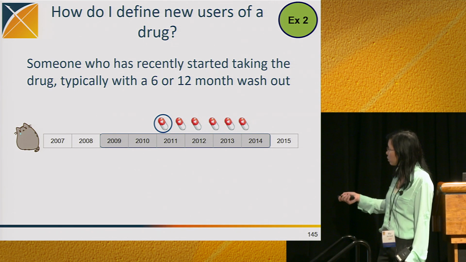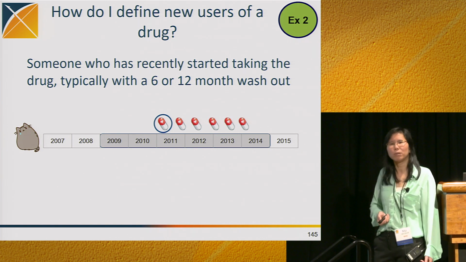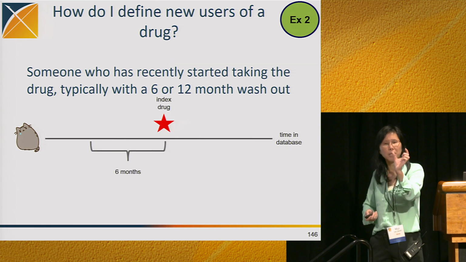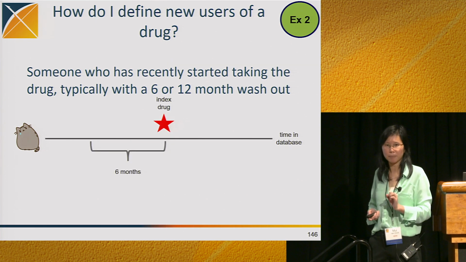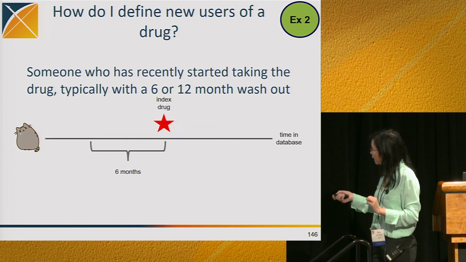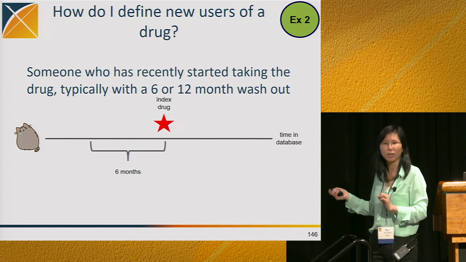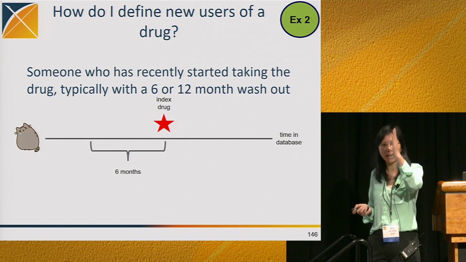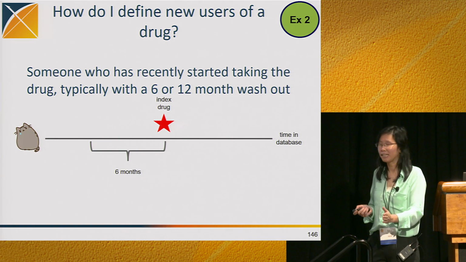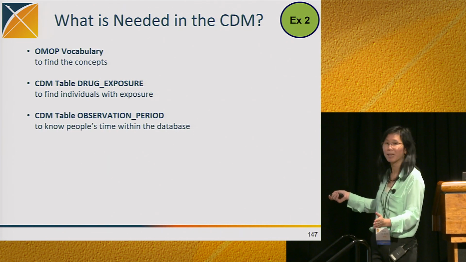Now, if the user was cut off right around here, then they wouldn't be a first-time user of warfarin, because their observation period doesn't meet that 6 or 12-month criteria. That first drug here is what we call the index drug. It's the one I anchor on, so it's called the index date. That one is my index date, and I'm going to go 6 months ahead as my timeline.